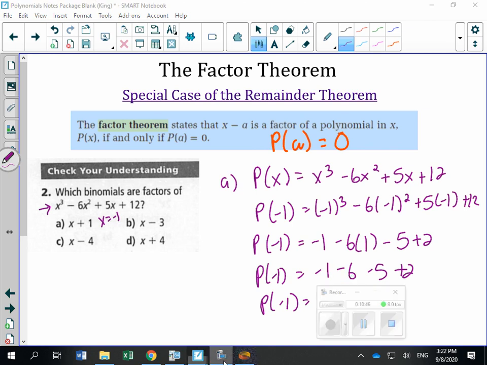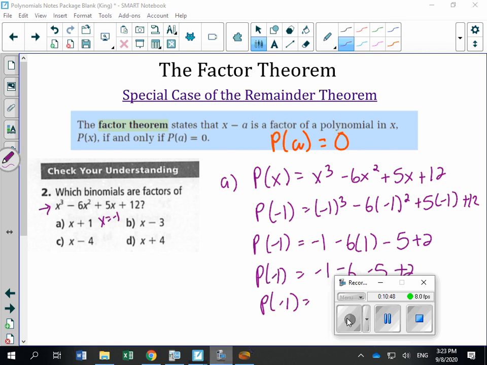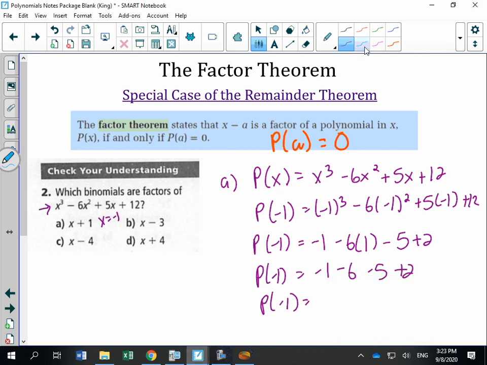Okay, I'm just going to pause this for 1 second. Okay, sorry about that. I just realized a mistake that I made. This should be a 12, and this should be a 12. Plus 12. Okay, so what do we get? Negative 7 minus 12, or sorry, negative 7 minus 5 is negative 12. Negative 12 plus 12, P of negative 1 is 0. So this is our remainder.